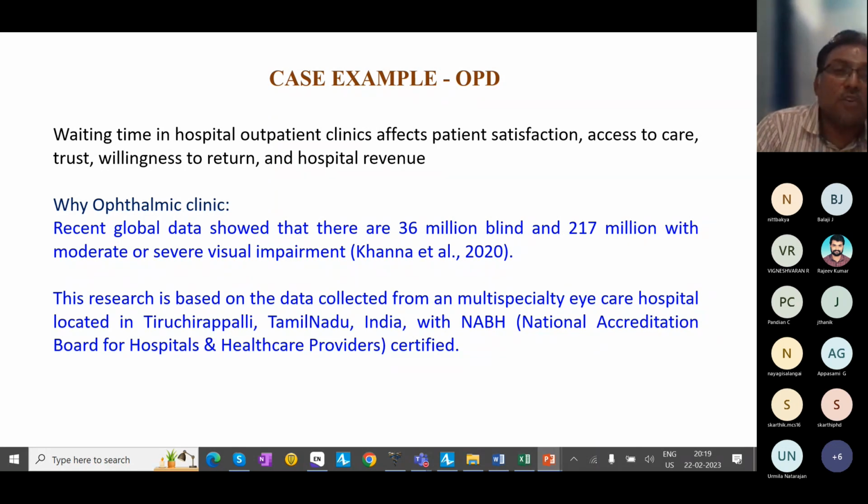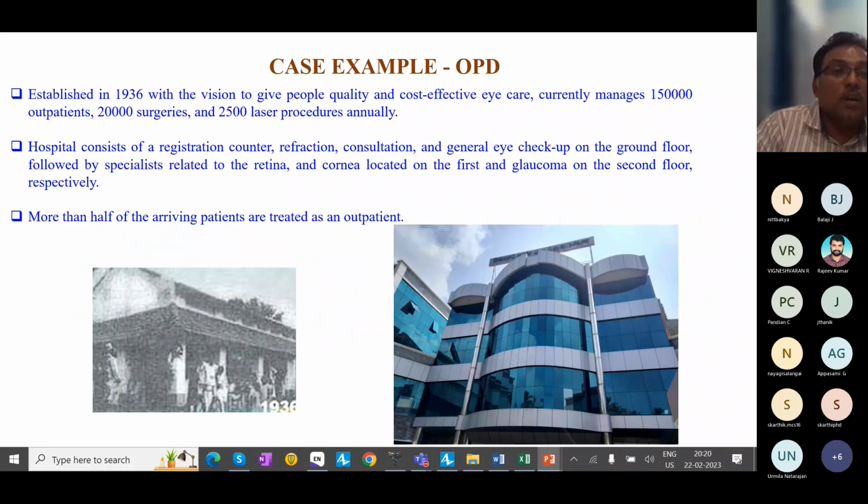So there is a necessity for a good number of patients, so we can do good research on this also. This research is based on data collected from a multi-specialty eye hospital located in Trichy. And of course, this is a well-established hospital. It has existed since 1936. On the left-hand side, I'm showing the hospital's picture from 1936, and on the right-hand side is what the hospital looks like now. It is one of the reputed hospitals in Trichy.